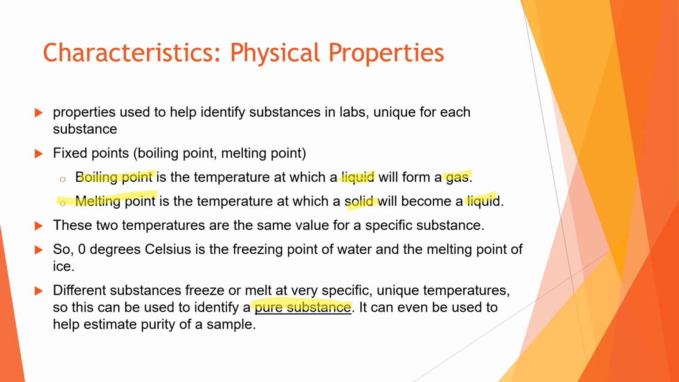Again, these physical properties are very unique to a specific substance. If you don't know what a substance is, if it's unknown, you could determine its boiling point or its melting point, and based off of that numerical value, that could help you to distinguish what the substance is, because these fixed points are unique to each substance. So again, 0 degrees for water is water's freezing point, and ice's melting point. Very specific values for water specifically.